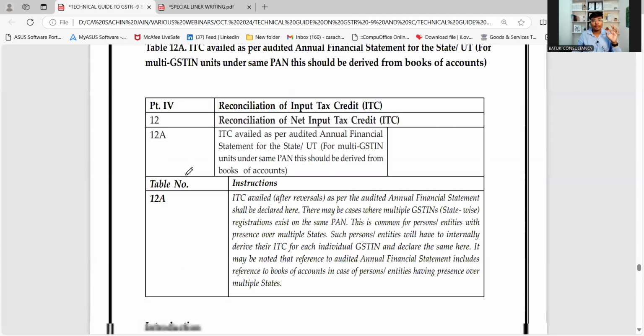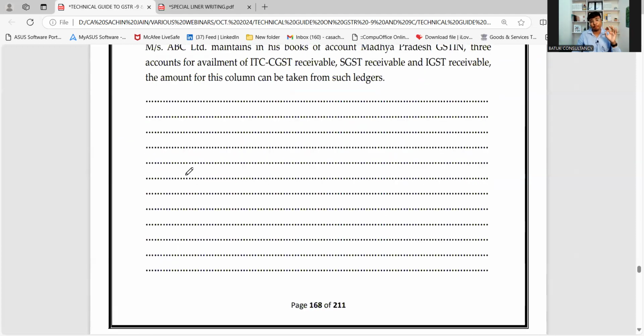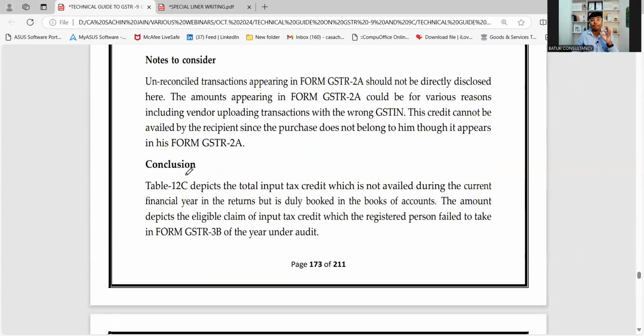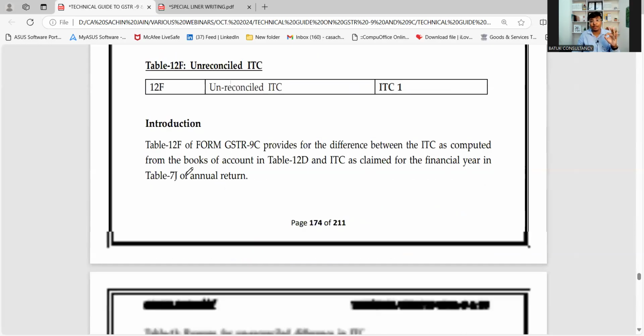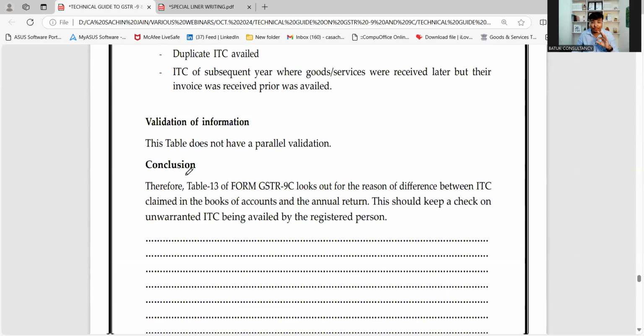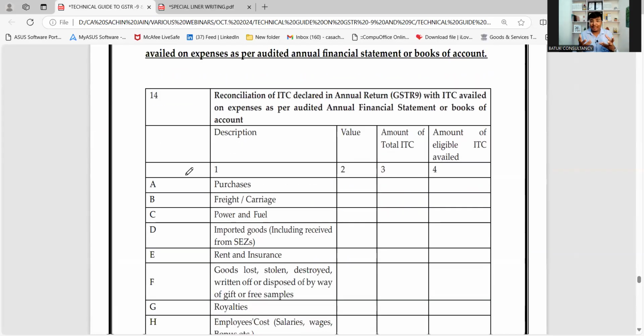Now, part number 5, which is related to the headwise comparison of input tax credit as per books of accounts and as per GSTR-9. This table is now optional. Okay, you may file, you may not file. But as per my advice, you should ready this particular type of table. Okay, you are filing or not, this is completely dependent on you. But you should ready this particular table.